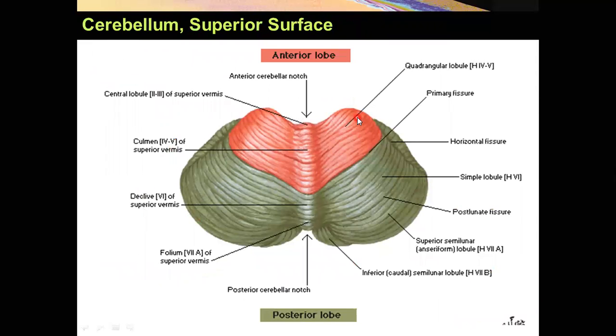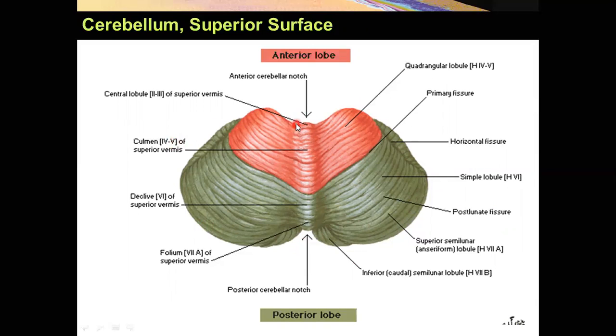Okay, now the structures labeled. Here is the anterior lobe, posterior lobe, anterior cerebellar notch, posterior cerebellar notch. Now you see the vermis. The vermis is here, and this is the lateral hemisphere.